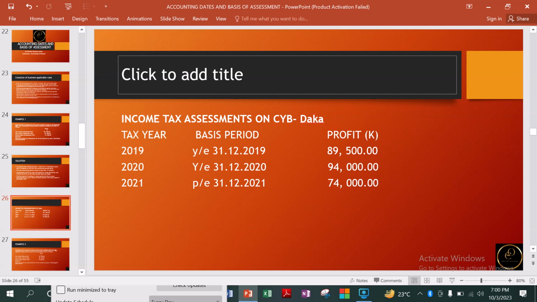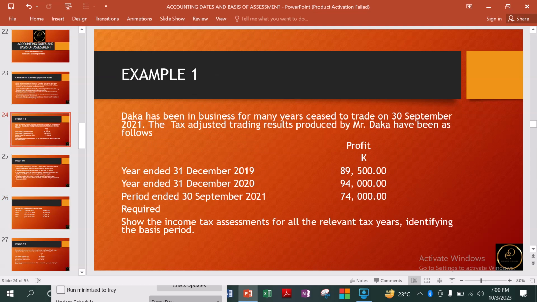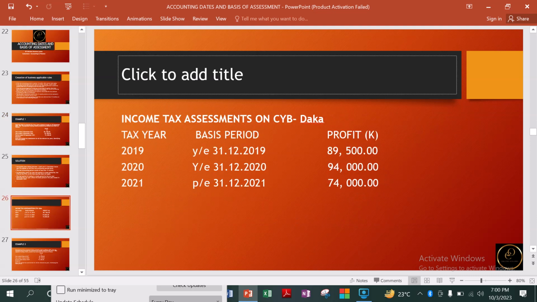Then we also have the next one, year ended 31st December 2020 with 94,000. Again, it's a current year basis, meaning that the same year in which the income is generated is the year in which the tax is assessed. Based on the income generated for this particular period, the basis period, 94,000. That's what you are seeing there.